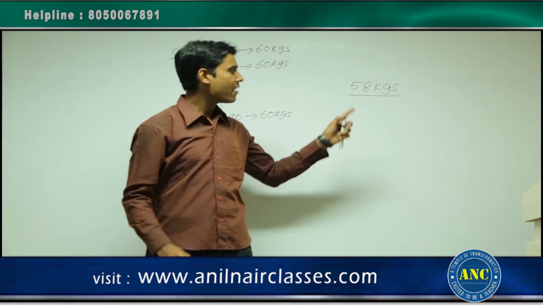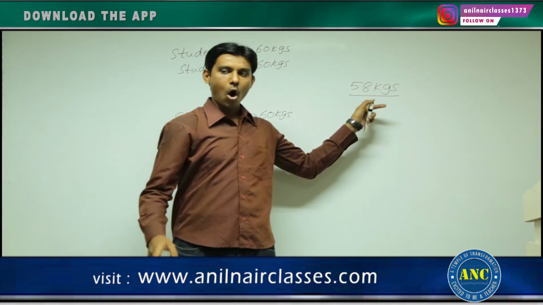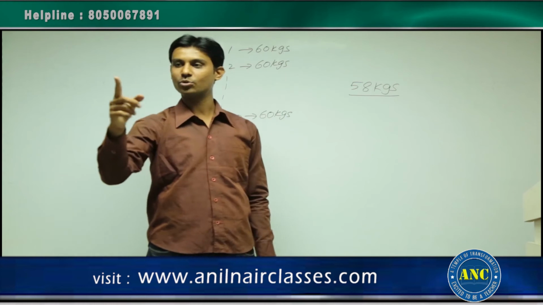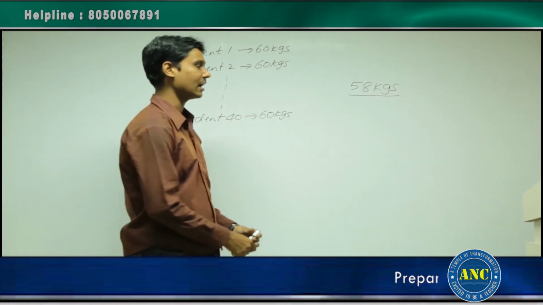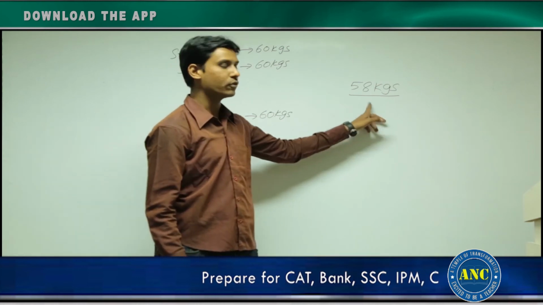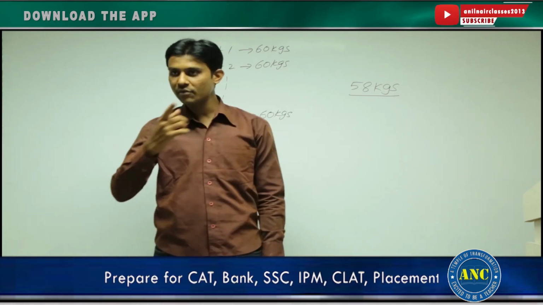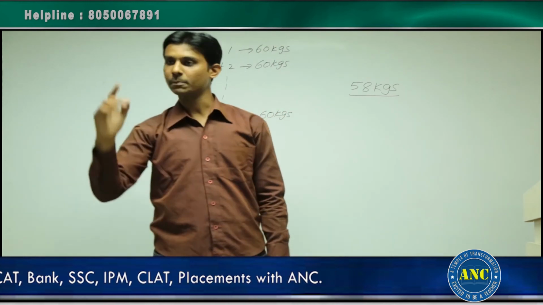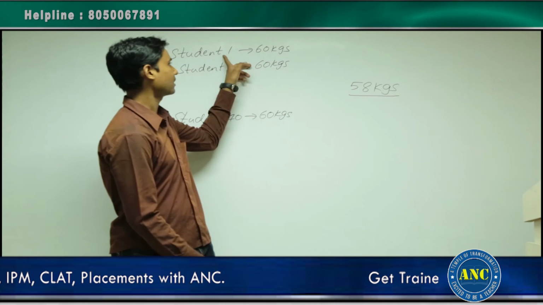What is the meaning of average weight becoming 58? All the 39 students are 58 kg of weight. That means student 1, earlier 60 kg, is now becoming 58 kg. When I am leaving the class, I will make sure that I take away 2 kg from that person.